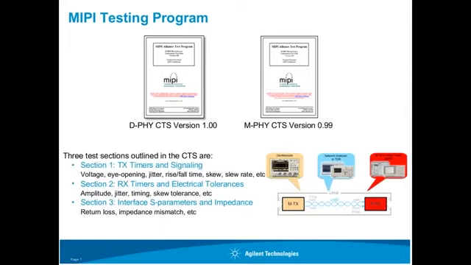The D-PHY and M-PHY test procedures are documented in the Conformance Test Suites, or CTS. This is a very common term that you will find when you are involved in the MIPI work groups. There are 3 different sections outlined in the CTS for D-PHY and M-PHY. Section 1 covers the transmitter test, Section 2 the receiver test, and Section 3 the interface S parameters and impedance test requirements. Agilent is actively involved in the CTS workgroup discussions to provide our expertise and recommendations to these test procedures. The CTS are living documents, so they are always evolving based on the testing needs.